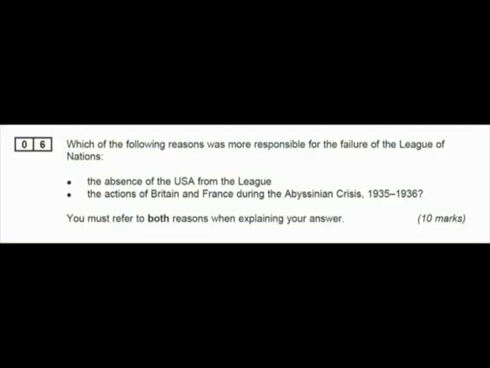Which of the following reasons was more responsible for the failure of the League of Nations? The absence of the USA from the League, or the actions of Britain and France during the Abyssinian crisis 1935 to 1936? You must refer to both reasons when explaining your answer. 10 marks. So, in these questions there are two factors and you need to go into detail about both of them. Let's look at the structure.